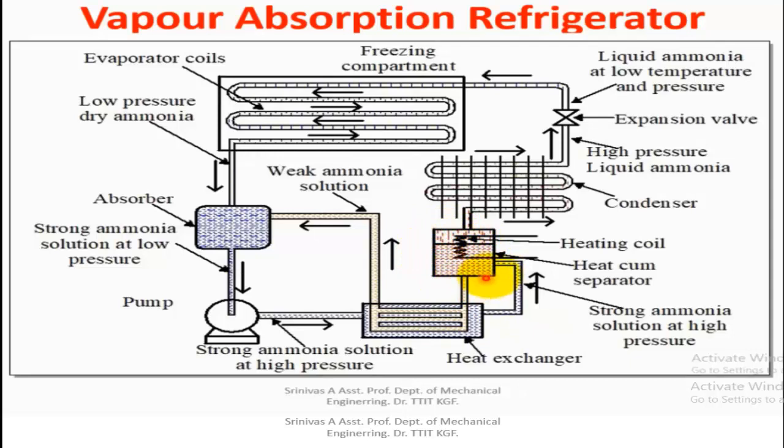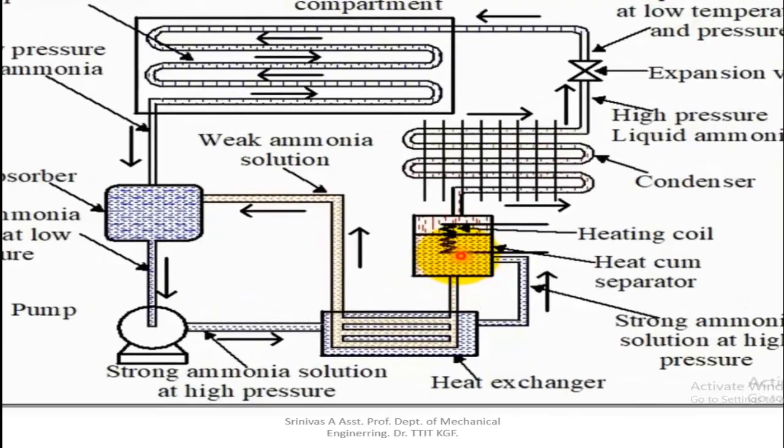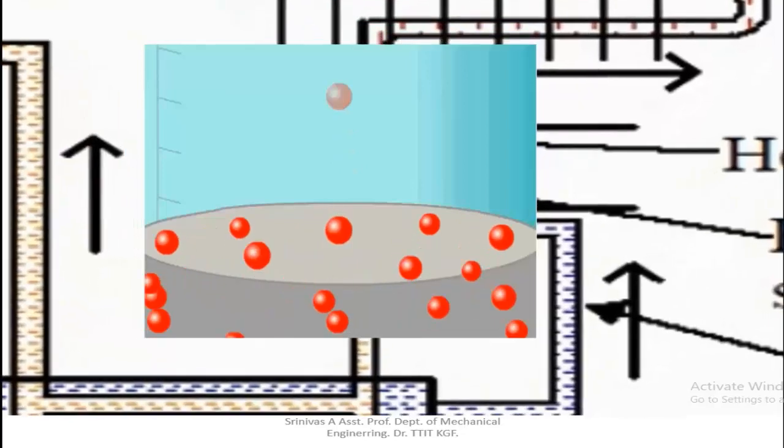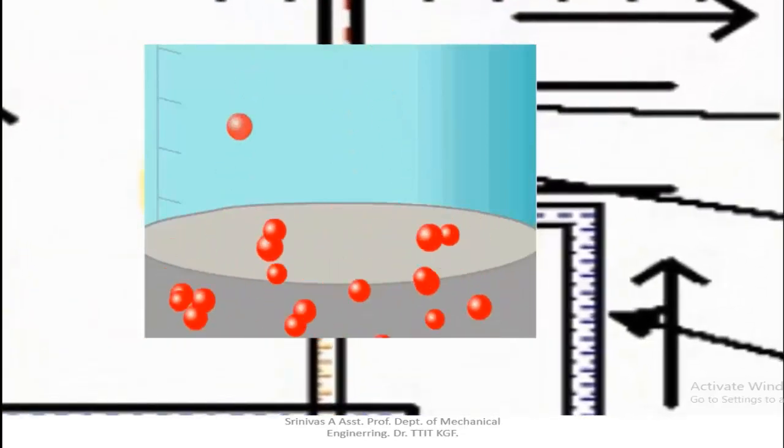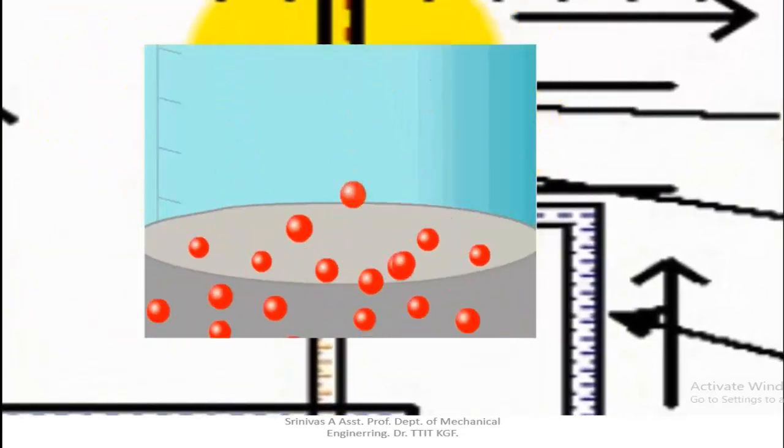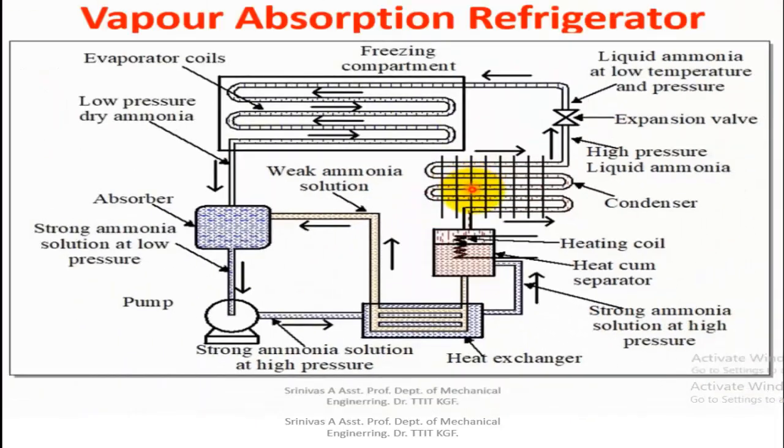So in the heat cum separator, a heating coil is present. Because of this heating coil, this strong ammonia solution is heated up. Because of the high temperature, the ammonia gets vaporized, ammonia gets evaporated, and this ammonia vapor then passes through the condenser, and the remaining weak ammonia solution is again sent back to the absorber.